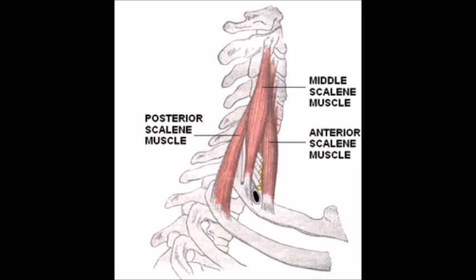Posterior scalene. Origin: posterior tubercles of TVP C4 to C6. Insertion: lateral surface of second rib. Action: elevates second rib during forced inspiration, lateral flexion, and rotation to the opposite side of the CS.